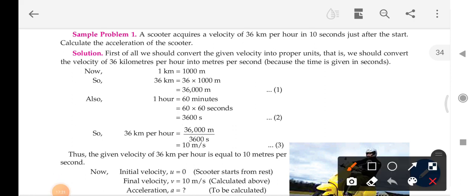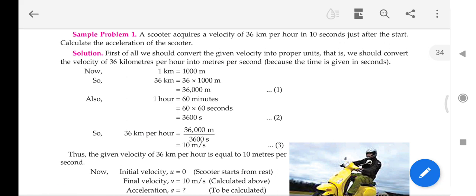See the first sample problem. A scooter acquires a velocity 36 km per hour in 10 seconds just after the start. Calculate the acceleration of the scooter. Do you understand the question? You have to calculate acceleration. So this velocity is a final velocity and it takes 10 seconds to attain this velocity. Solution.